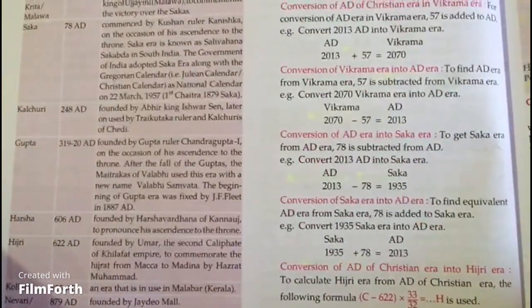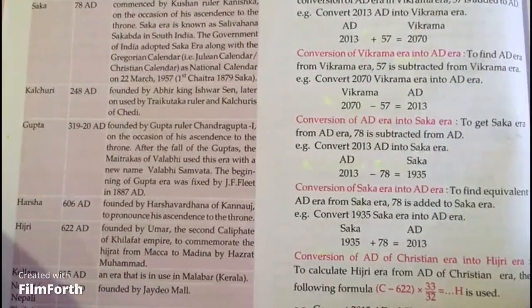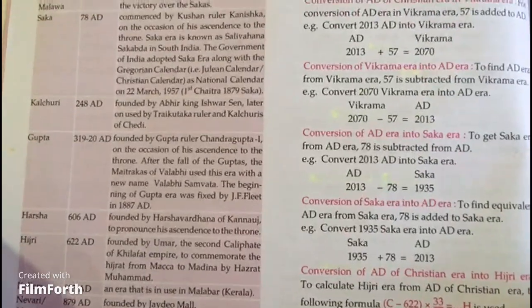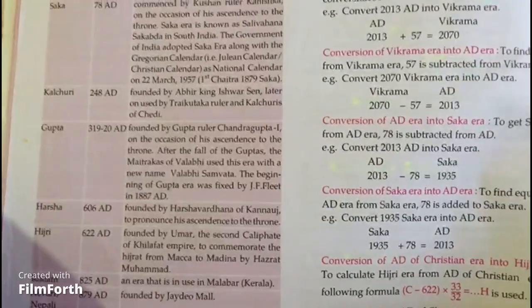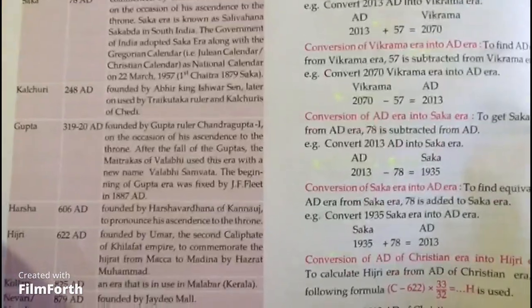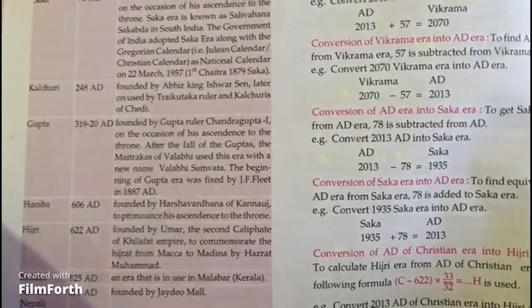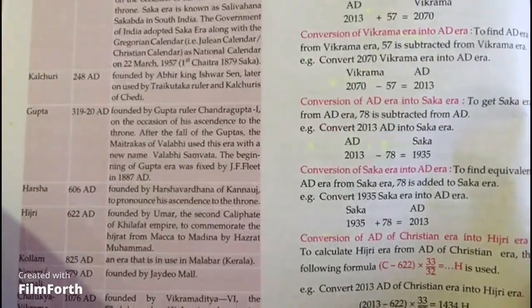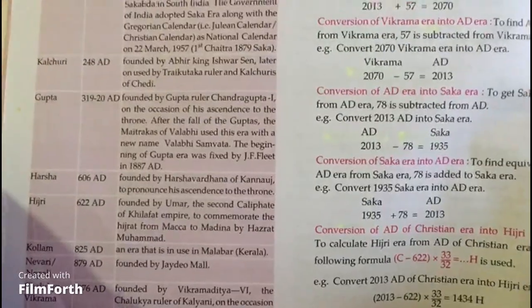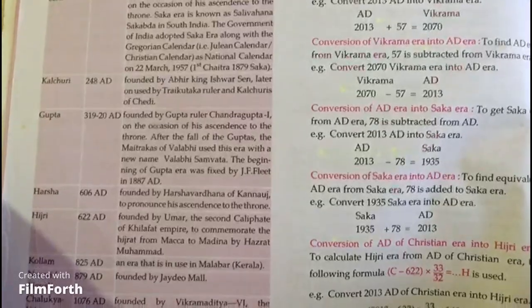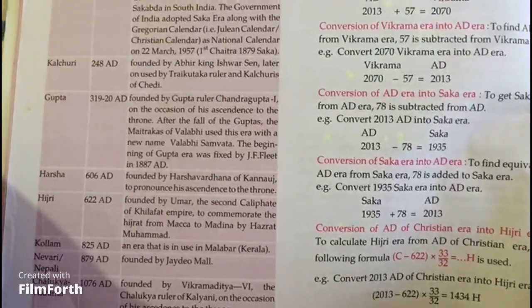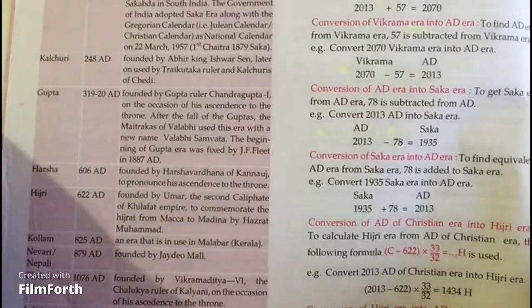Now the conversion of Saka era into AD era. To find equivalent AD era from Saka era, 78 is added to Saka era. Example, convert 1935 Saka era into AD era. So 1935 plus 78 equal to 2013.